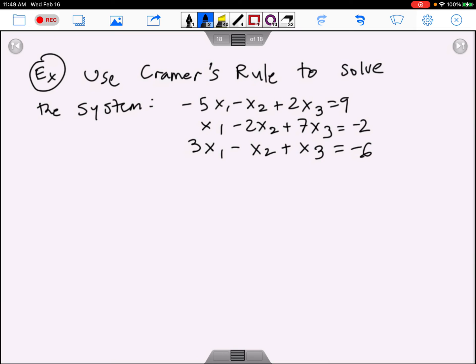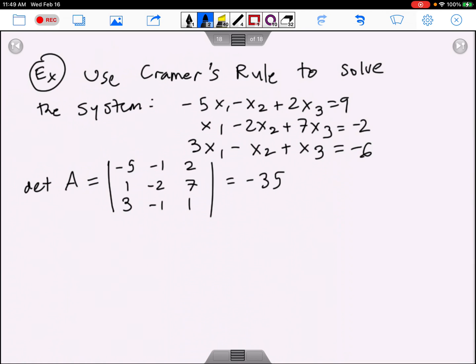So we start with A. And we start with needing to know what the determinant of A is. So the determinant of A is going to be, remember we need to take the determinant of this matrix right here. I'm not going to go through all the work of this. I'm just going to go ahead and tell you the answer. It's negative 35.